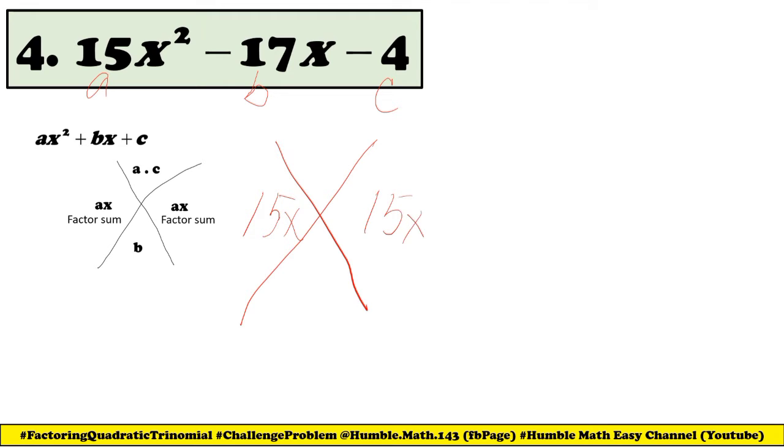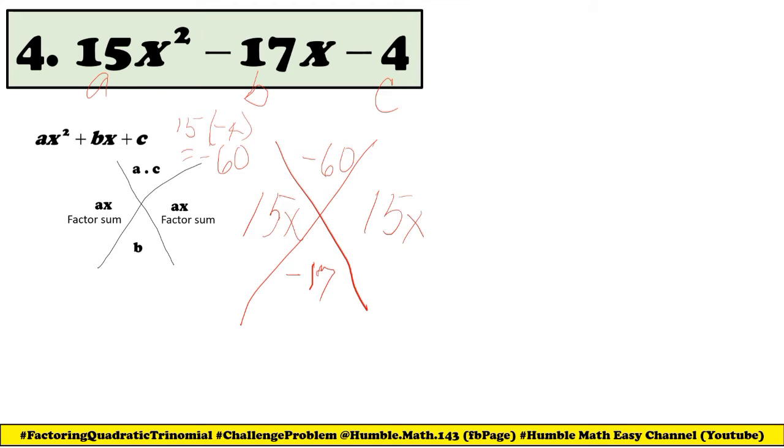The upper portion is where we multiply the values of a and c. Since the given values are 15 and negative 4, we have 15 times negative 4, and the product is negative 60. We put the negative 60 on the upper portion, while the lower portion is the value of b, which is negative 17.